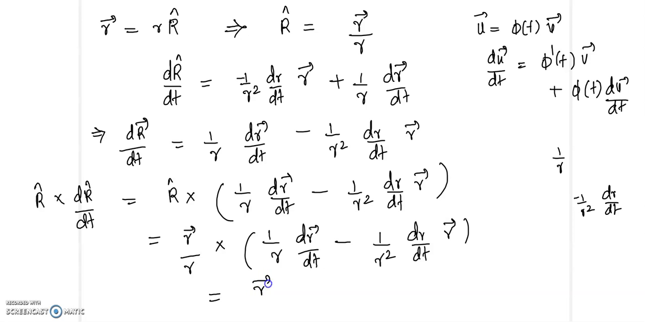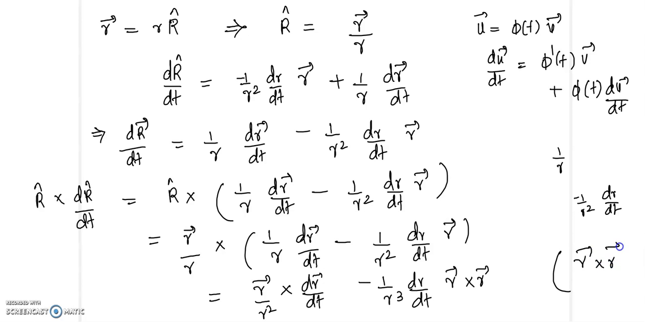When you expand, you will get r cross dr by dt. Now these are not vectors, so they come out as scalars. Then here also minus 1 by r cube dr by dt into r cross r will come. Okay, and now for cross product, r cross r will be equal to 0. Now r cross r will be equal to 0. If the vectors are the same, then the cross product will be 0. So therefore your second term is going to be equal to 0. So that will be equal to vector r by r square cross dr by dt minus 0.